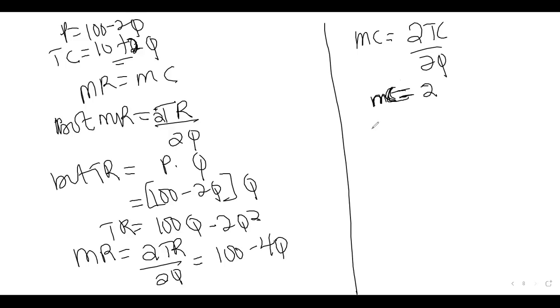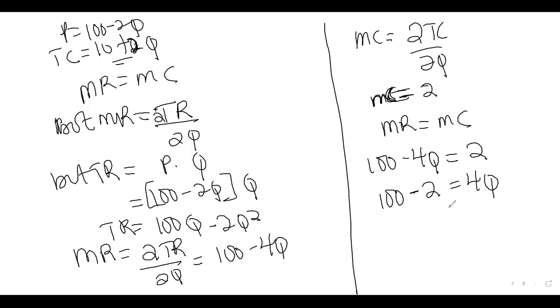Now here, what this means is that at the point where marginal revenue is equal to marginal cost, we will have 100 minus 4K equal to the marginal cost of 2. All right. So we will now get 100 minus 2 is equal to 4K. So we will get 98 is equal to 4K. So K is equal to 98 divided by 4, and you get 24.5. So it means that the profit maximizing quantity is 24.5. Okay.